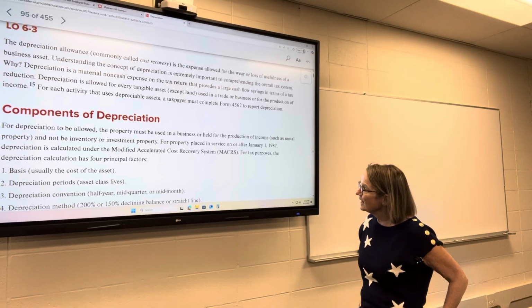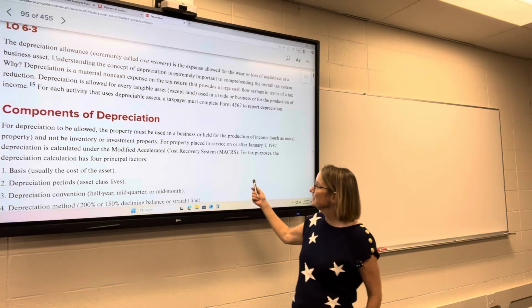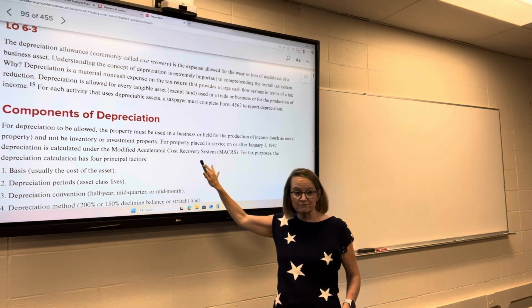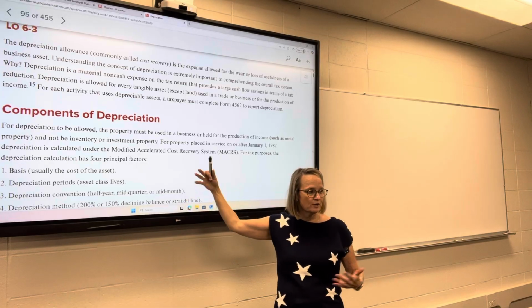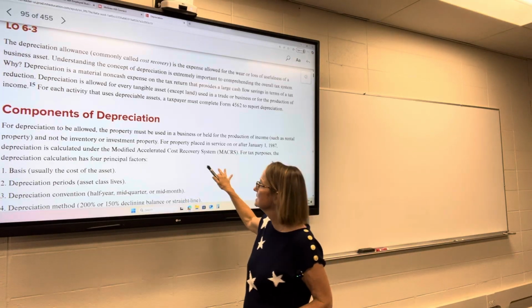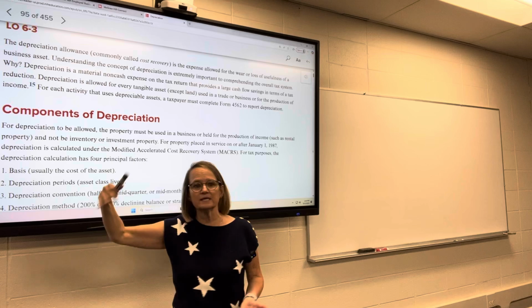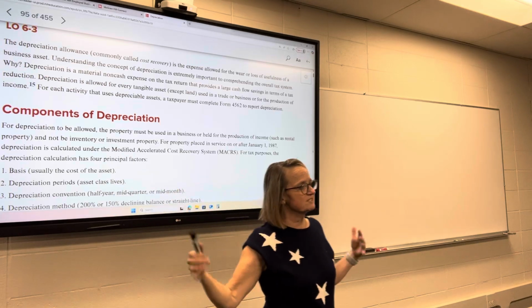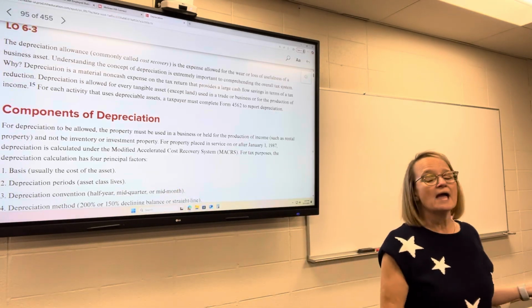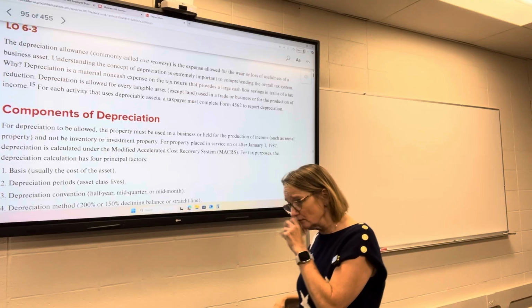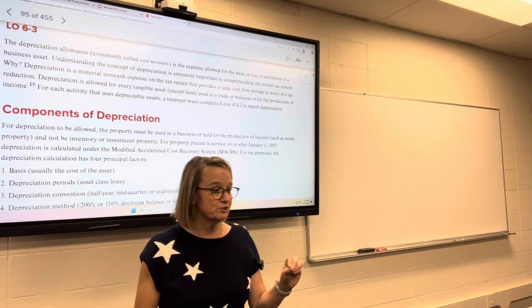Modified accelerated cost recovery system. So again, cost recovery, depreciation, we call it cost recovery in tax. Accelerated, so it is a form of accelerated depreciation, meaning that we front load the depreciation.